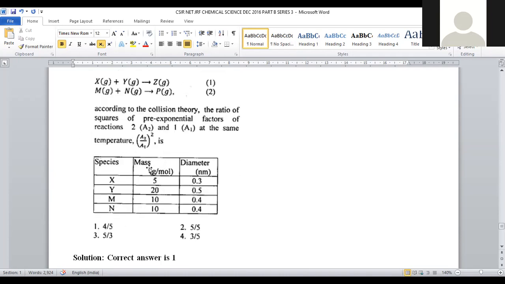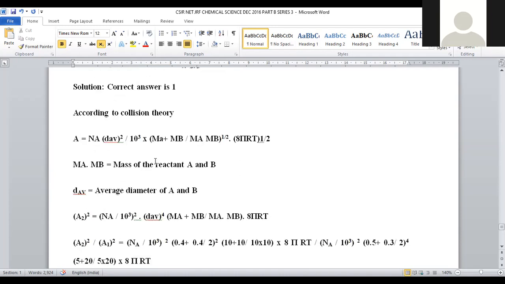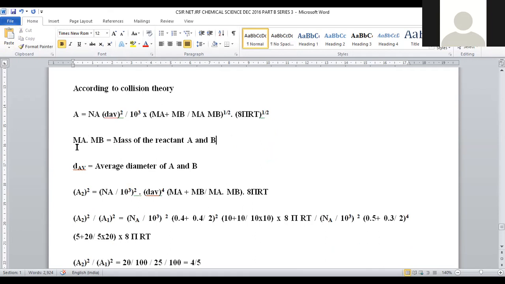We have to find A2 by A1 whole square value, that is given, in accordance with collision theory, as A is equal to NA DAV whole square by 10 to the power 3 into (MA plus MB by MA into MB) whole to the power half into (8 pi RT) whole to the power half. Here A should be capital. This is a power, right? So this can be indicated like this.